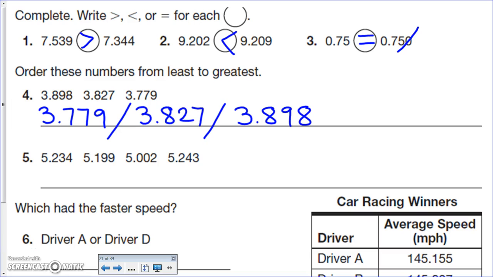For number 5, again, we're going to start by looking at the whole number, and they all have 5s there. So we're going to move to the tens place. So we have a 2, a 1, a 0, and a 2. So we know right away the one with the 0 in the tens place is our lowest number. So 5 and 2 thousandths is going to be written first.